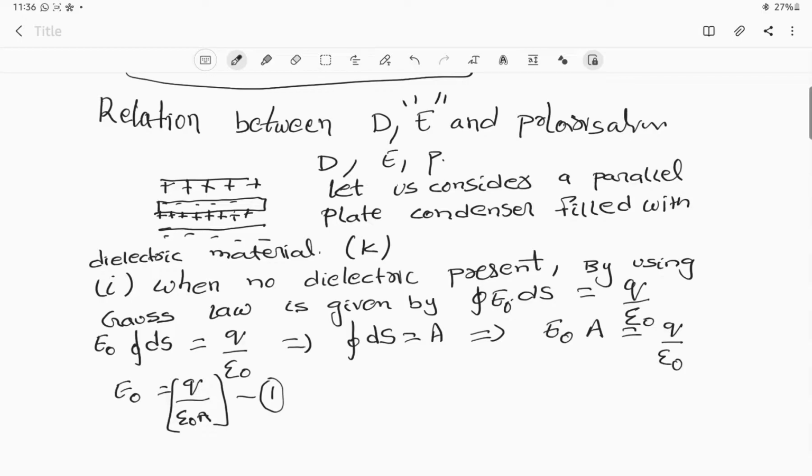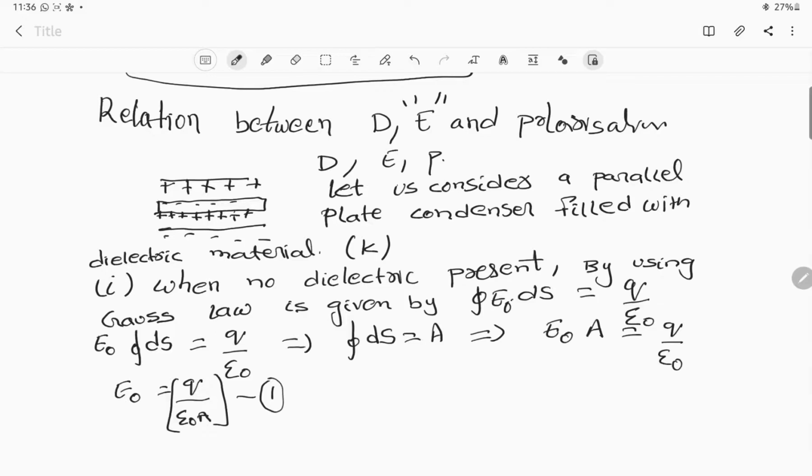So we just started our topic with the relationship between D, E and P. So let us consider a parallel plate capacitor, which is having these opposite charges. In between these conducting plates we are introducing the dielectric material. What we need to see is what will happen when no dielectric material is present, to the electric field possessed by this condenser. We calculate the electric field by using the Gauss law.